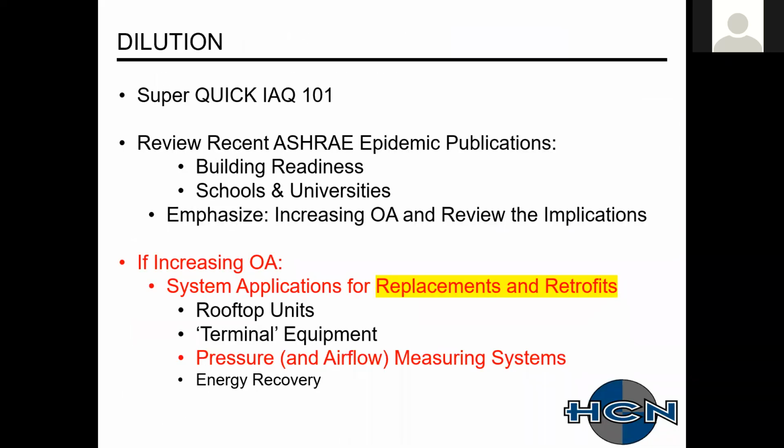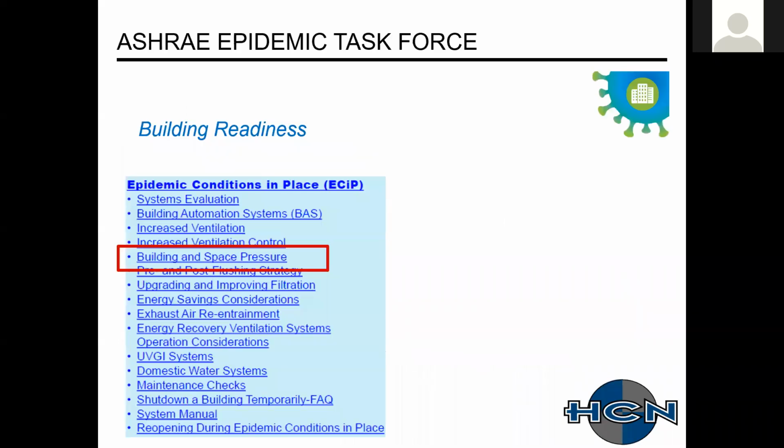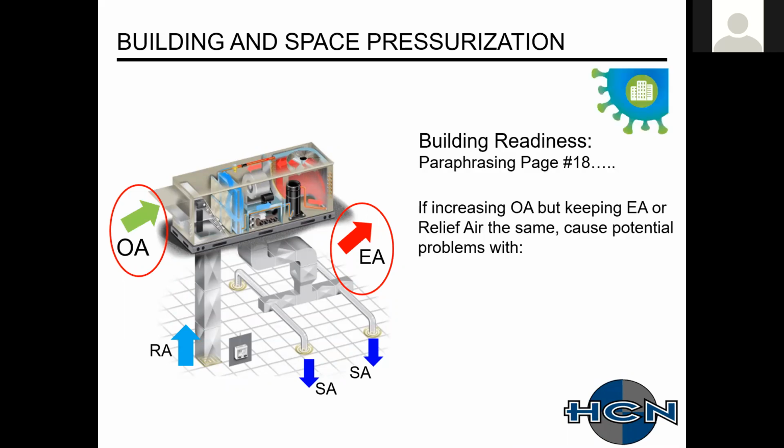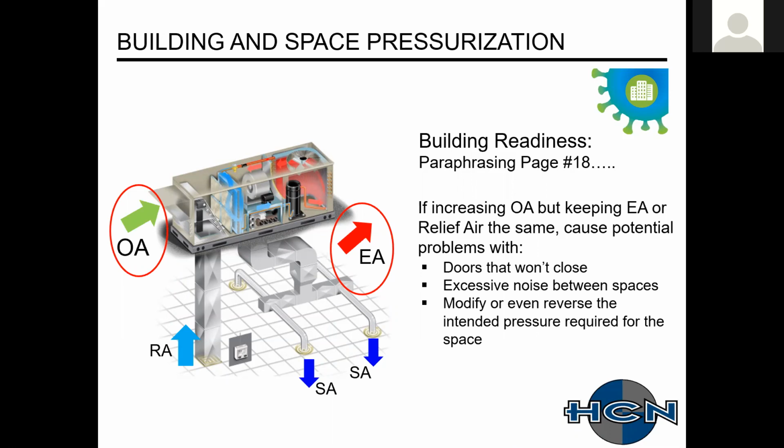All right. Next, we're going to talk about pressure and airflow measuring systems. Back to the building readiness, they have a building and space pressure section. Back to our rooftop unit, I just want to emphasize you're bringing in outside air. There's often exhaust air, where your space can be positive or negative. The standard paraphrasing says if you're increasing your outside air but keeping your exhaust or relief air the same, you could cause potential problems with doors, noise, and then the other one to highlight is modify or even reverse the intended pressure required for space or spaces.